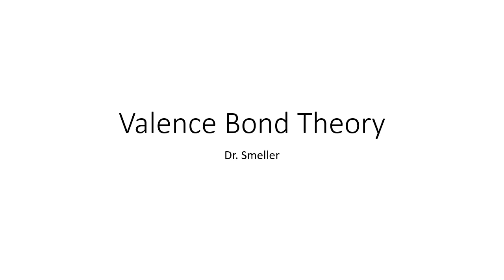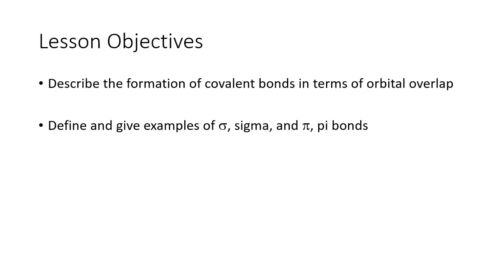This presentation will go over the basics of valence bond theory. First, we'll describe the formation of covalent bonds in terms of orbital overlap. We'll define and give examples of sigma and pi bonds, sigma given by lowercase Greek letter sigma, and pi given by lowercase Greek letter pi.